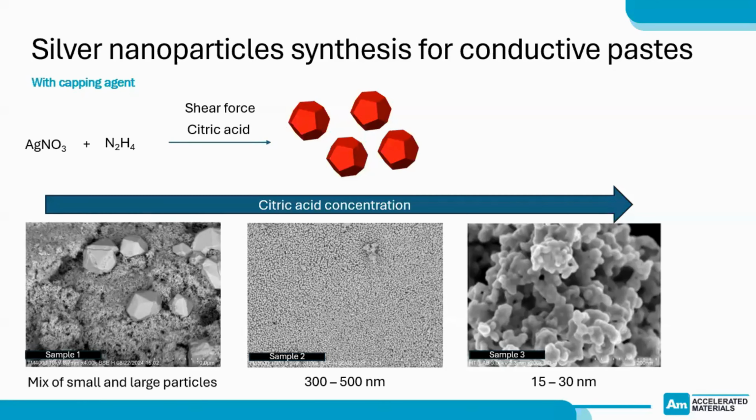And if you have a medium concentration of citric acid, you can get a good fraction of 300 to 500 nanometer particles. And at a high concentration of the capping agent, the particles are very small, about 15 to 30 nanometers. You can see that with this range, you can cover most of the requirements for conductive pastes, right? And for conductive ink formulations.